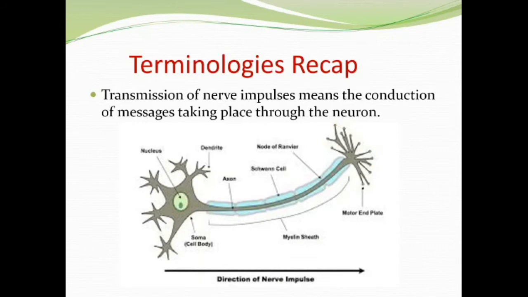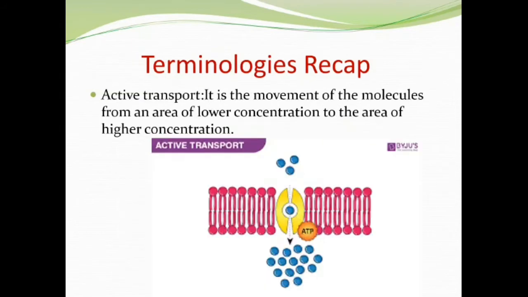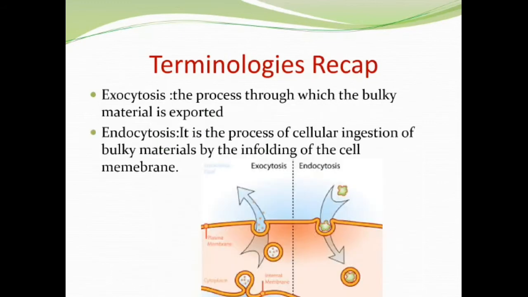Then there was transmission of nerve impulses, which basically means the conduction of messages through the neuron. And you know that the neuron is the basic unit of the brain, and you are familiar with this figure as well. This is the structure of a neuron. Then let's discuss active transport. It is basically the movement of molecules from an area of lower concentration to an area of higher concentration. In the figure, you can see the molecules moving from lower concentration to the area of higher concentration.